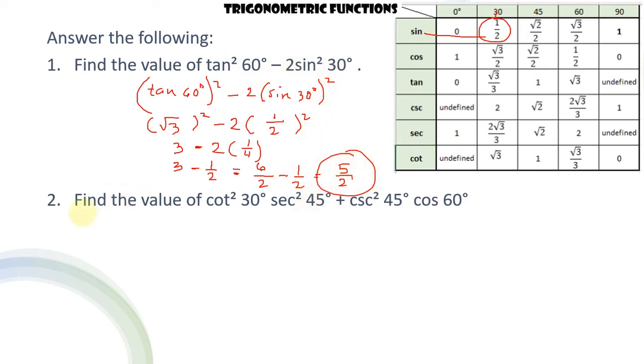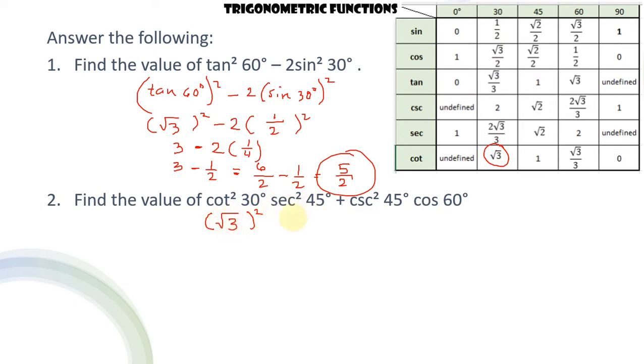For the second question, find the value of cotangent squared 30 degrees times secant squared 45 degrees plus cosecant squared 45 degrees times cosine 60 degrees. The same procedure, we identify the value of cotangent 30 degrees. Of course, there is a square here, so we put parentheses here. Then look for cotangent 30 degrees. That is, cotangent is here, and then that is repeated here, cotangent 30 degrees. So right here, square root of 3.